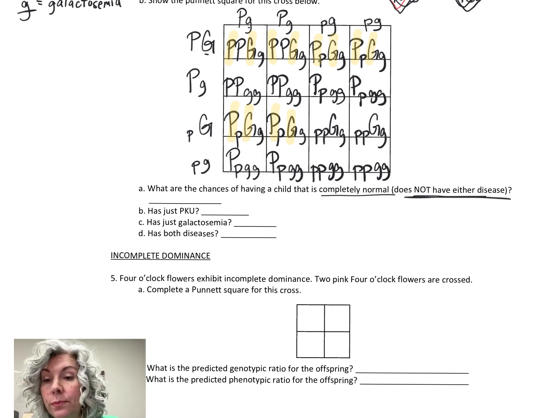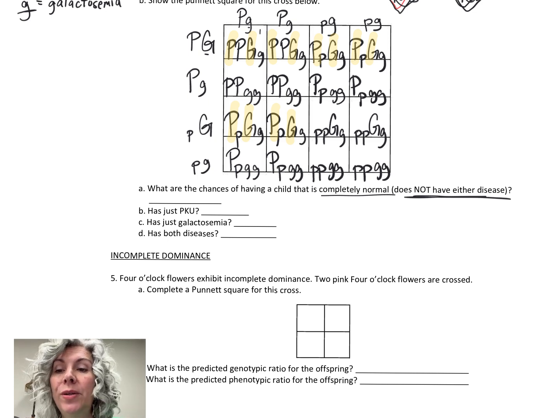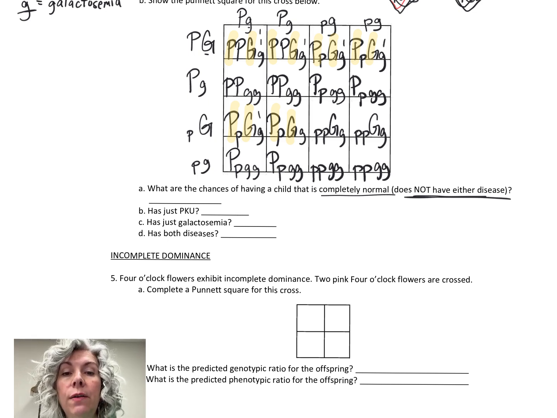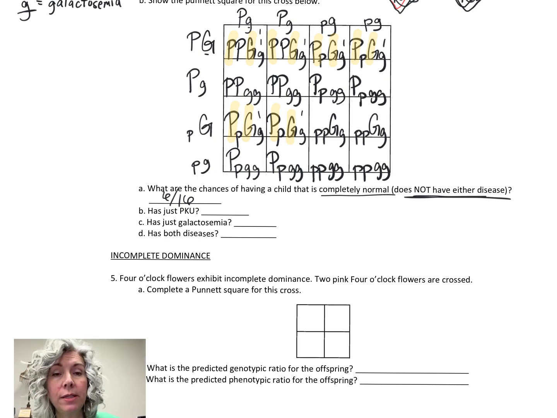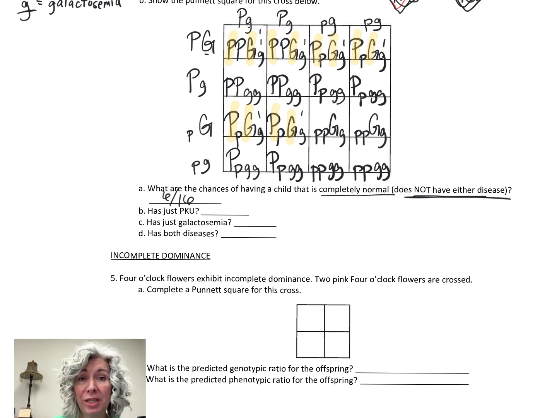Okay, so let's count them. One. Let me do a tally. Undo. 1, 2, 3, 4, 5, 6. So I've got 6 out of 16. 6 out of 16 having a child that's completely normal. Just leave it as fractions. When you get into the dihybrid, trihybrid, these big squares, just about need a calculator to work out some of these percentages. You can do it, work it out if you want to. 6 out of 16. Okay.